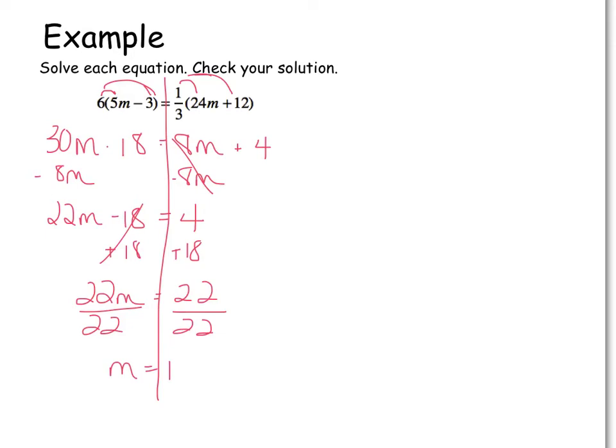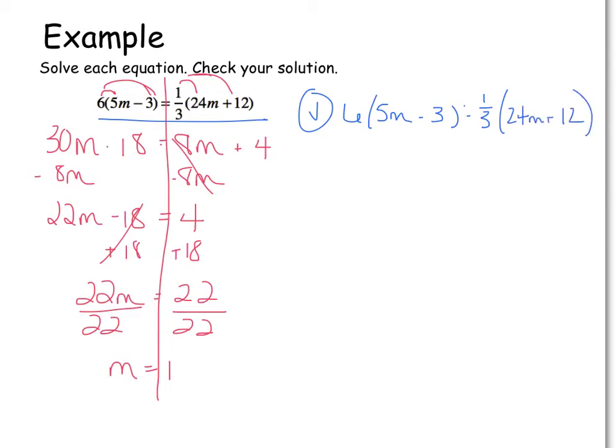Now, when we go into plug in, you want to, again, plug into your absolute original given problem. So whatever's right here, 6 times 5m minus 3 equals 1/3 times 24m plus 12. So we're going to do 5 times 1 minus 3 equals 1/3, 24 times 1 plus 12.